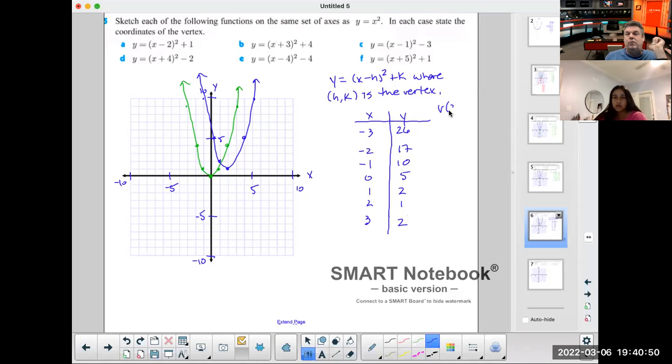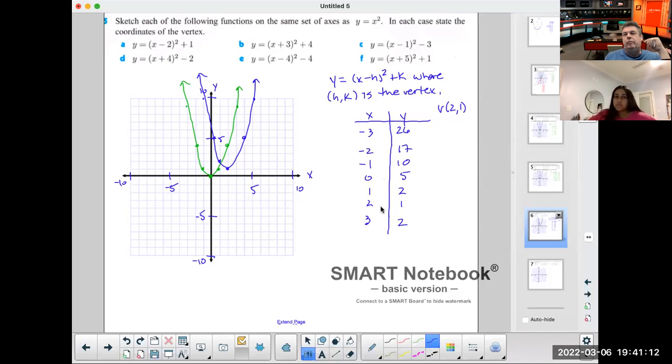The vertex is 2, 1. And we get that just by looking at these guys, right? Yeah, by the numbers at the top. And you're going to graph by translating. You're going to learn, okay, I start with the parent function x squared, and then this means I move it right 2 and up 1, and you're done. Right?